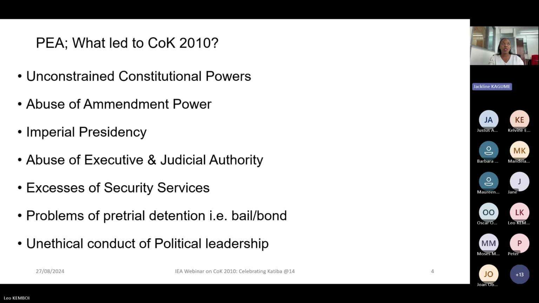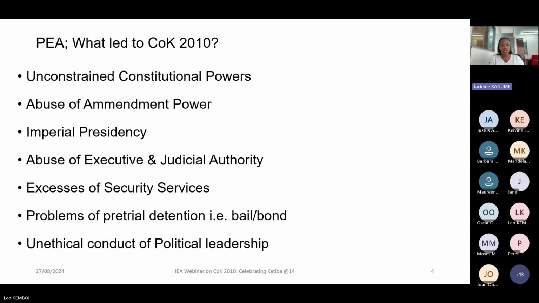The second issue that we see from our assessment was abuse of amendment power. We all know that under the previous constitutional dispensation, amendments could be undertaken very easily. The threshold was much lower, which allowed those in power to manipulate the constitution to serve their interests. This weakened institutional checks. If a decision was required by the executive, it was very easy to amend the constitution.